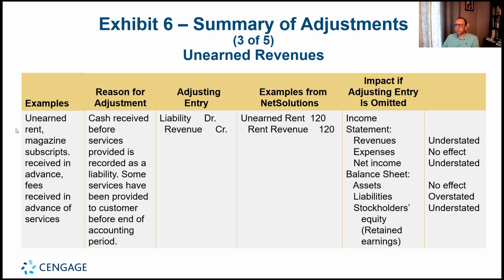So here we have unearned rent, magazine subscription, that's another example, fees received in advance of service. All of these are considered to be unearned revenue. So when the service is provided, we reduce the liability by debiting the liability, the unearned rent. And remember, unearned rent in this case is a liability, it's not a revenue. And we credit the revenue because we are recognizing the revenue as time starts passing. So revenue is recorded on the credit side.